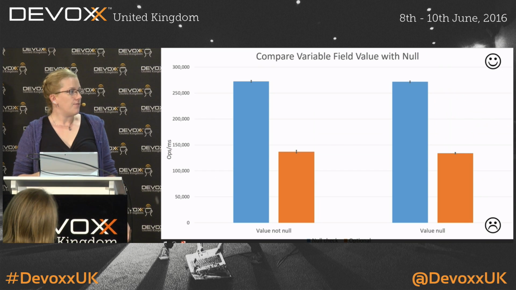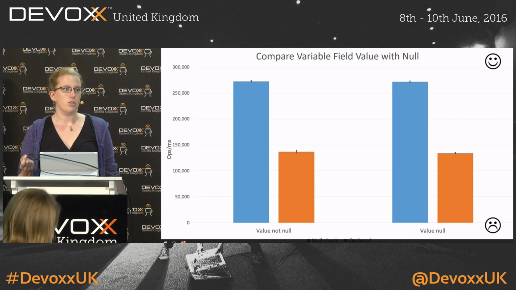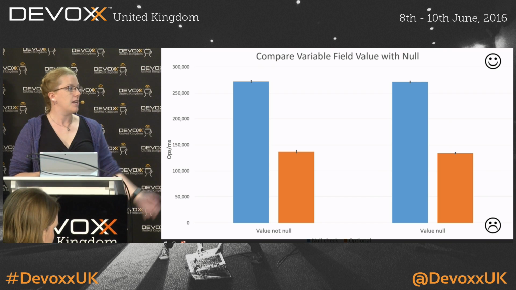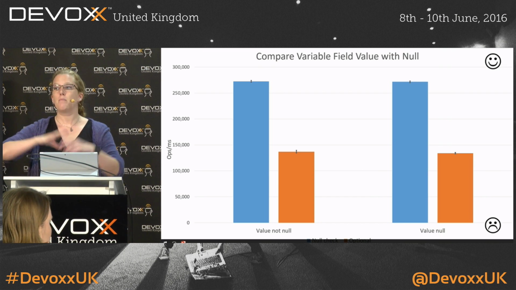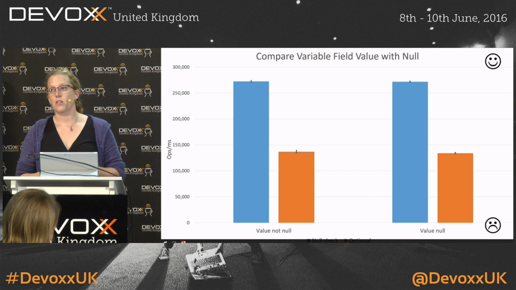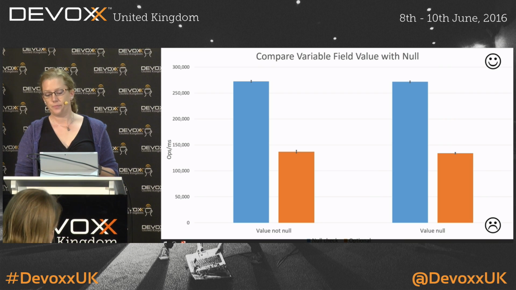However, if you're also wrapping that value in an optional, the cost of that object creation of the optional is a cost. So it's substantially slower if all the time you have to wrap your object in an optional and then return it to someone else. So there are costs there around object creation.